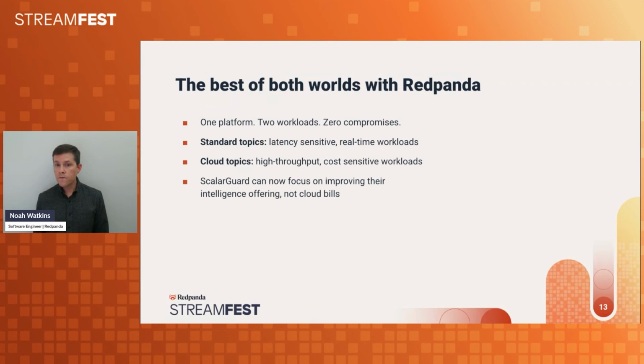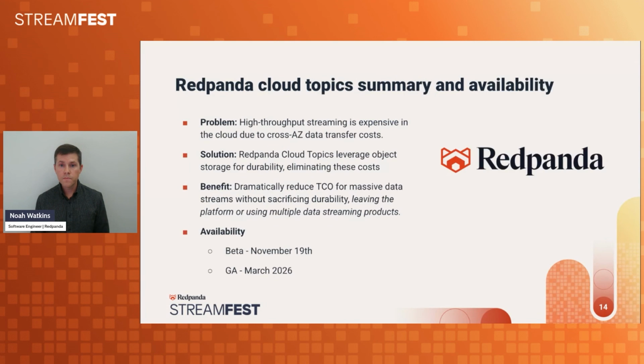ScalarGuard now has a unified, elegant architecture. They use standard topics for the speed they need for real-time threat detection, and they use cloud topics for the cost efficiency they need for their massive forensic logs. It's one platform, it's two workloads, and there are no compromises that need to be made. ScalarGuard can finally focus on their mission instead of their cloud bill.